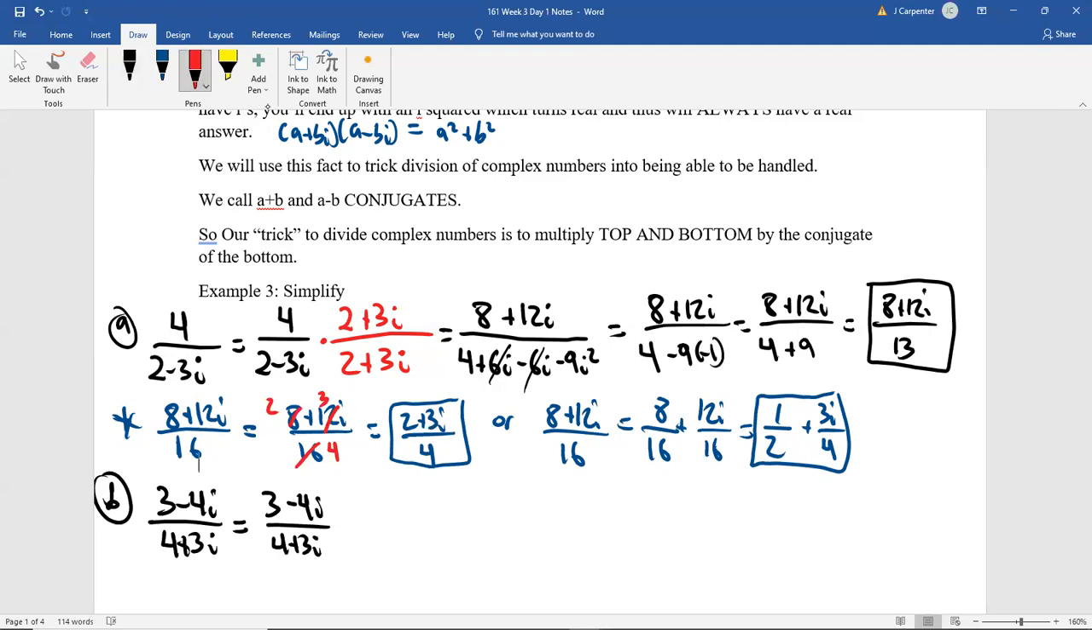Once again, multiply by the conjugate. And it's technically called the complex conjugate because of the i's on the bottom. So the 4 plus 3i, that means we multiply by 4 minus 3i, top and bottom.